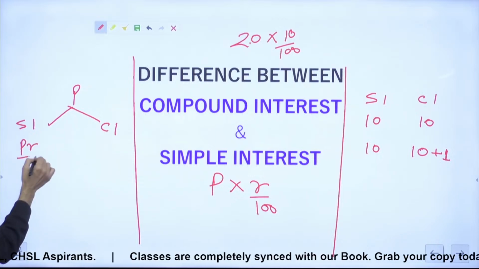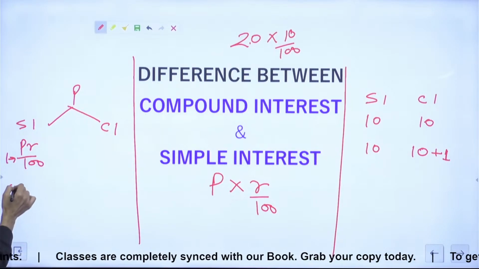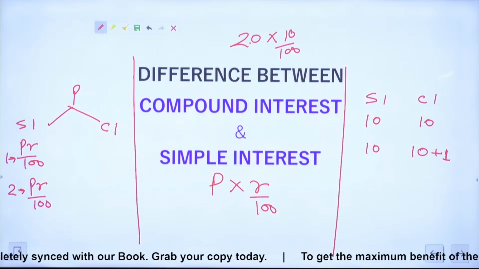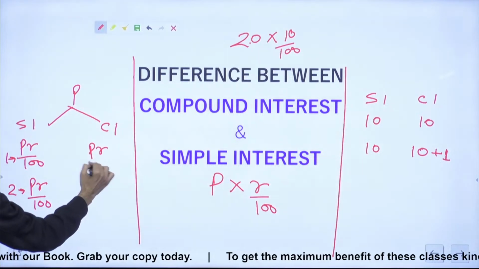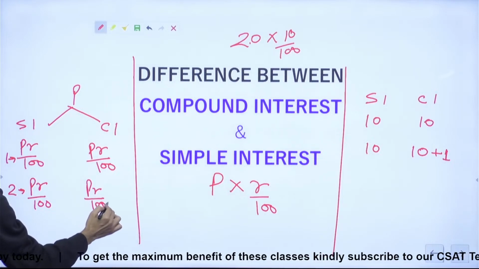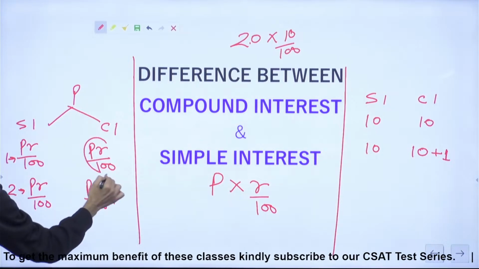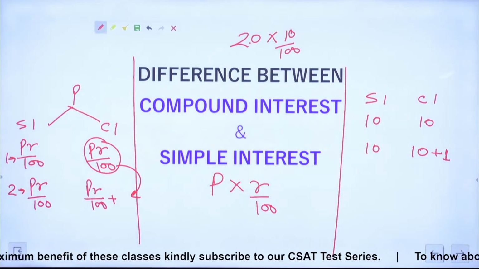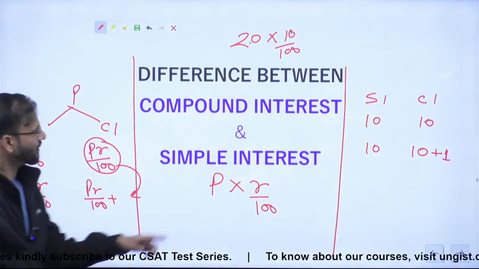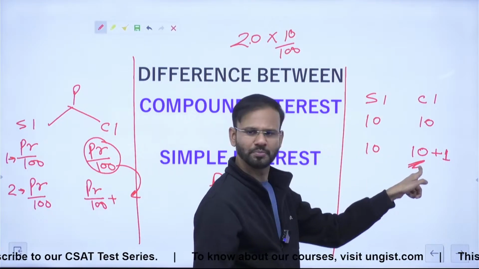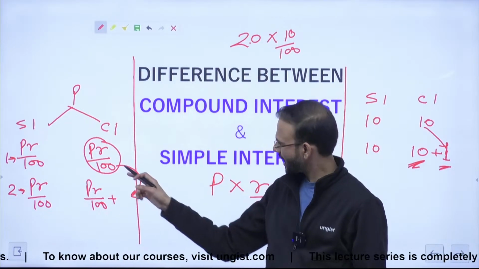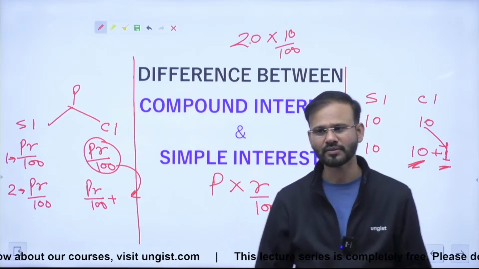So guys, this will be P into R by 100 for first year, and for second year this will be P into R by 100, correct? Right? Now in CI for first year this will be P into R by 100, ठीक है. For second year this will be P into R by 100 plus R% of this value. Everybody, yes or no? देखिए, this is R% of principal. This is what? R% of this. Getting it everyone?